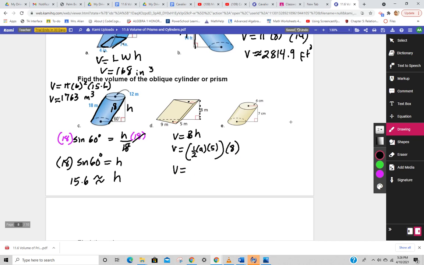And now we'll just multiply everything out. 9 times 5 is 45. Half of that is 22 and a half. 22.5 times 8, that's 180. And that will be meters cubed.